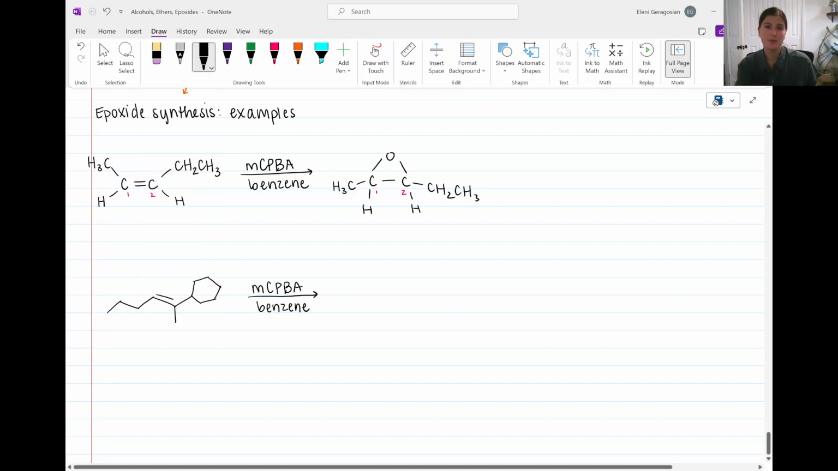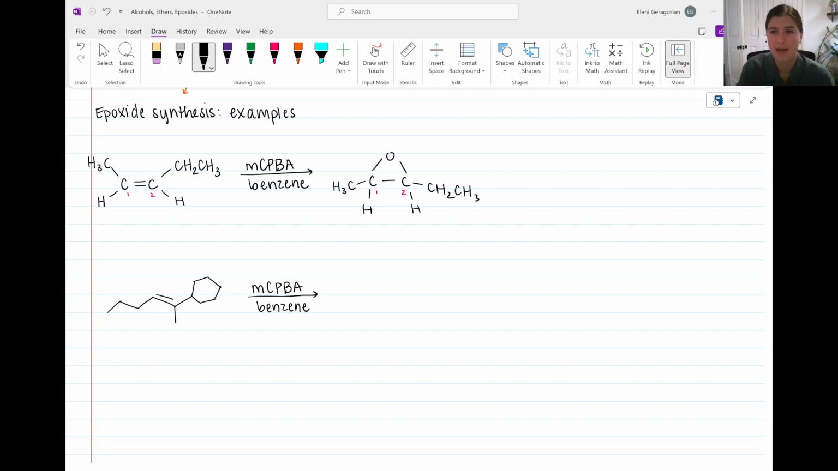So this here, we've drawn the product. This is the structure of the epoxide. We haven't considered stereochemistry yet, but we will. But this is the connectivity of the product.